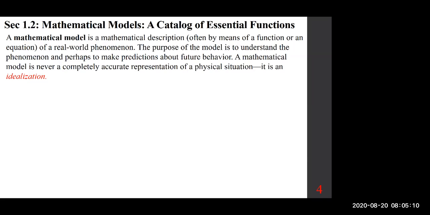I'll read it. A mathematical model is a mathematical description, often by means of a function or an equation, of a real-world phenomenon. The purpose of the model is to understand the phenomenon and perhaps to make predictions about future behavior. A mathematical model is never a completely accurate representation of a physical situation. It is an idealization.